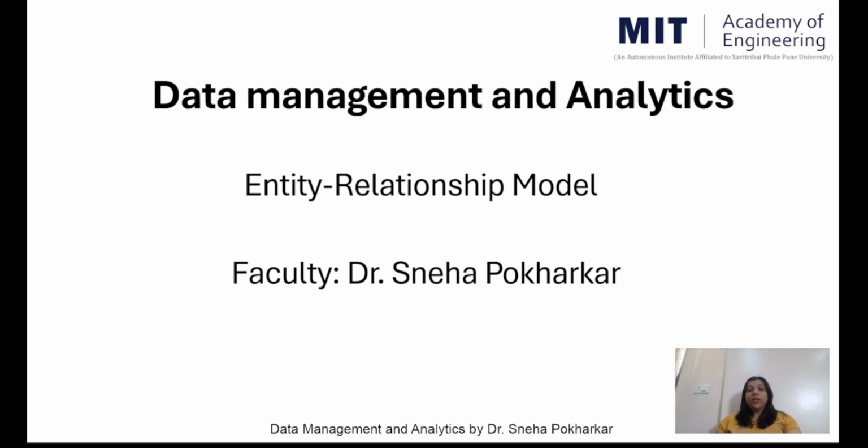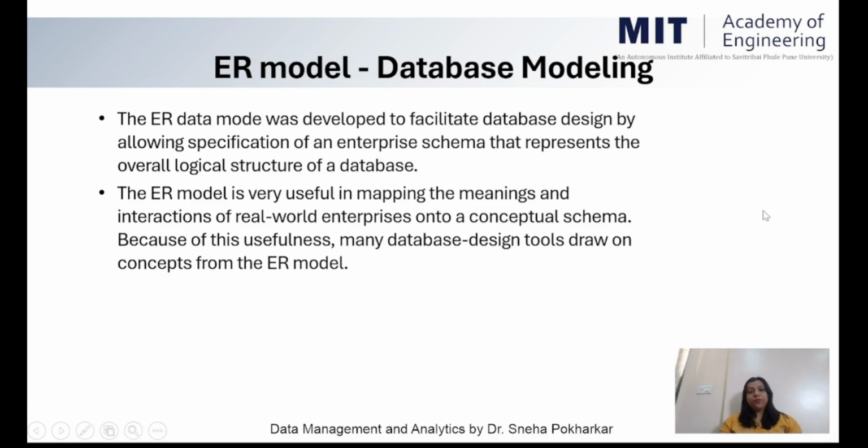Our today's topic is in continuation with the entity relationship model. We have already done part 1, which covers design phases and design approach. Now, we are going to discuss the basics of entity relationship, the ER model, and how it is involved in database modeling.